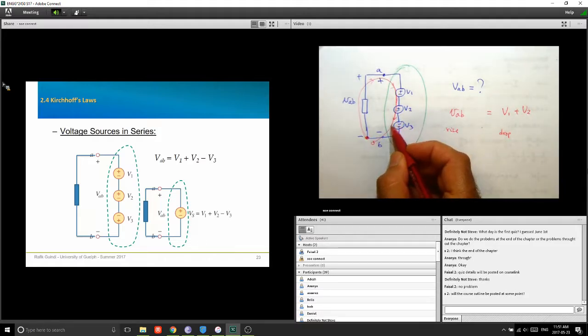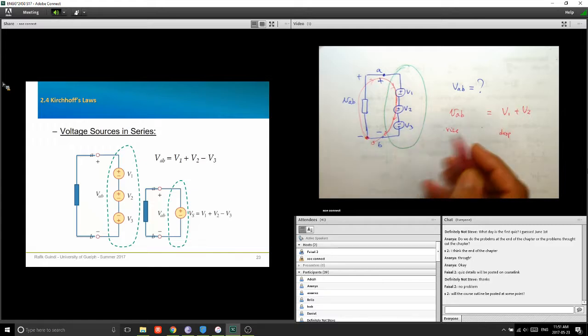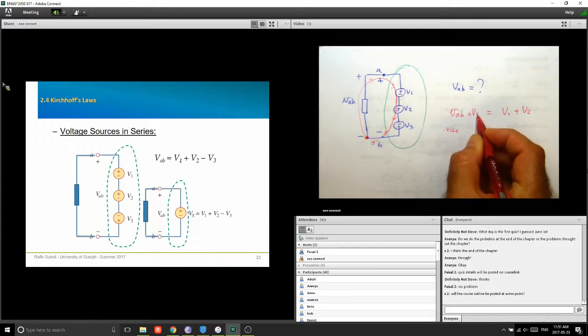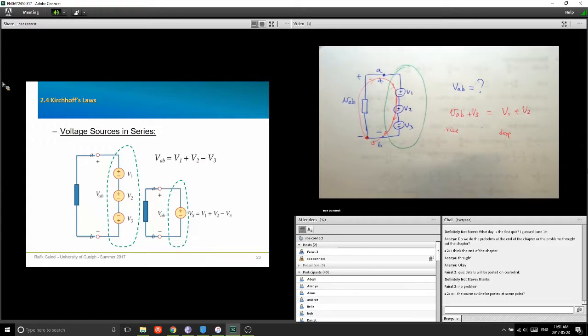And then as I'm going from here to here, I'm going from minus to plus, from lower to higher. So this is a rise again. So I have here V3. Okay? So the sum of voltage rises is equal to the sum of voltage drops. So how much is VAB now? V1 plus V2 minus V3.